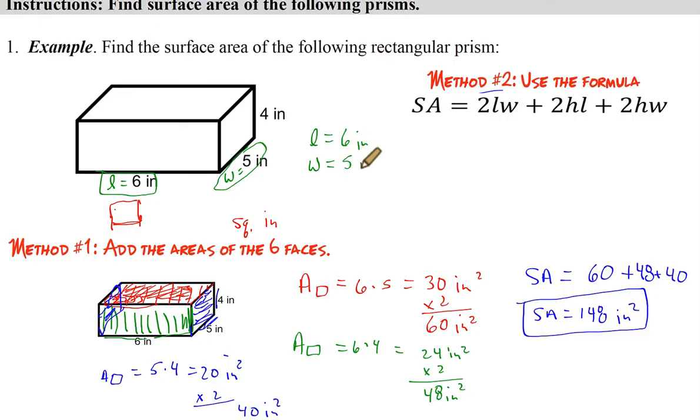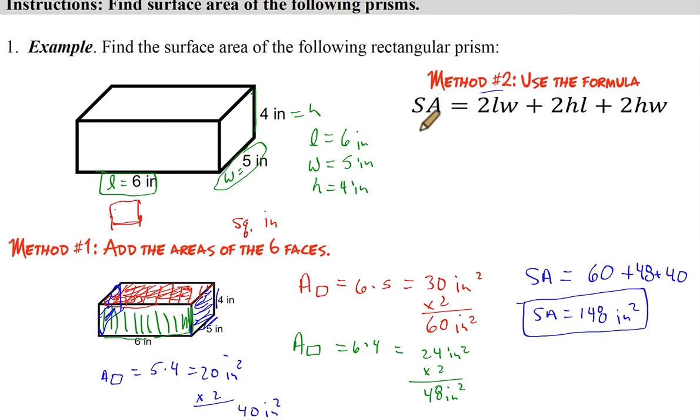I highly recommend writing out the variable and what it equals to. The last one here is the height, which is 4. Height equals 4 inches. Please write down length, width, height, and then what it equals so that our eyeballs are trained to look right here, and then back to the formula, and then here.